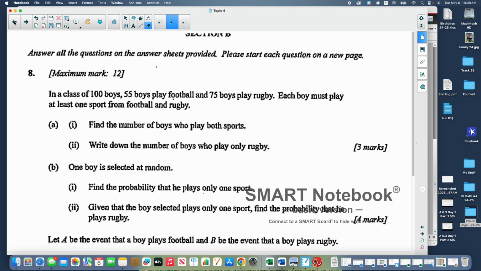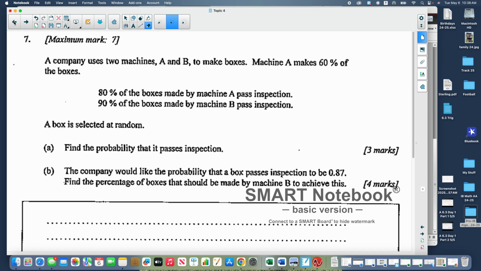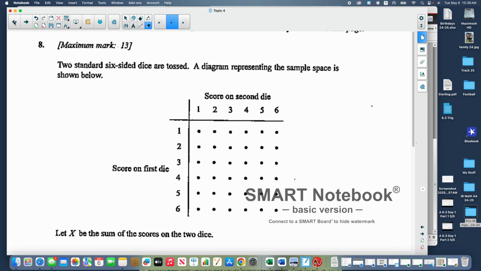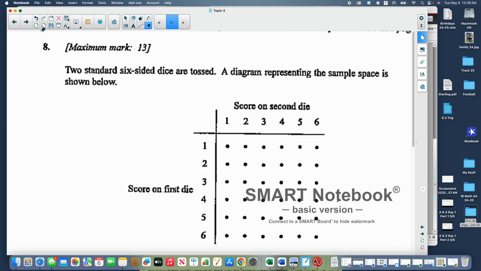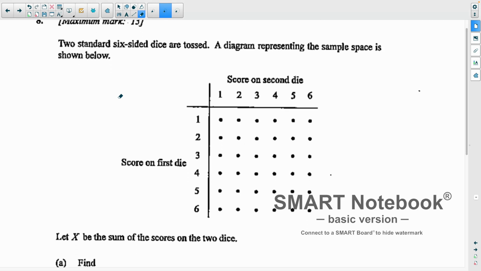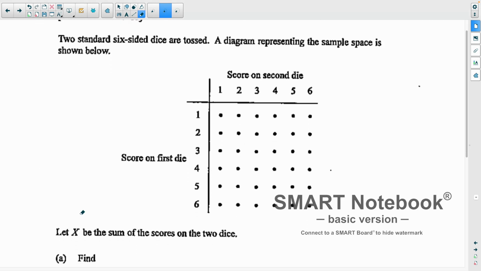What I'd like to do is jump to, when we think probability and statistics, we look at this. I want you to find this one in there. It's got a bunch of dots on it. So question number 8.